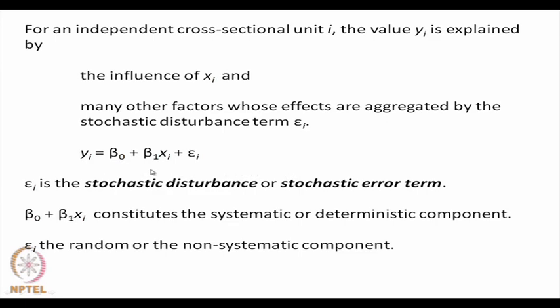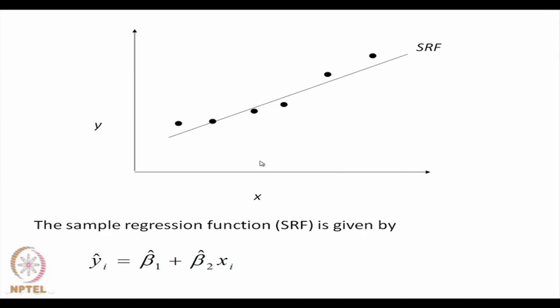And for an individual cross sectional unit, it is this. Now, it can be shown in graphical form. This is our sample regression function, the linear function, the systematic or deterministic relationship between y and x. But for every cross sectional unit or subject 1, 2, 3, 4, 5 and 6, the actual values are different.